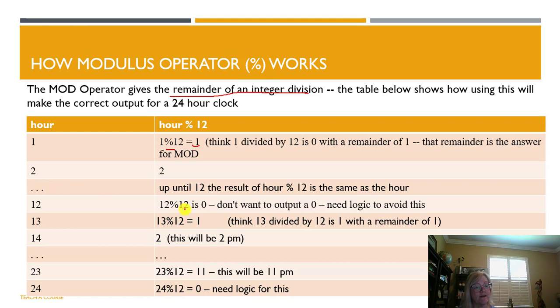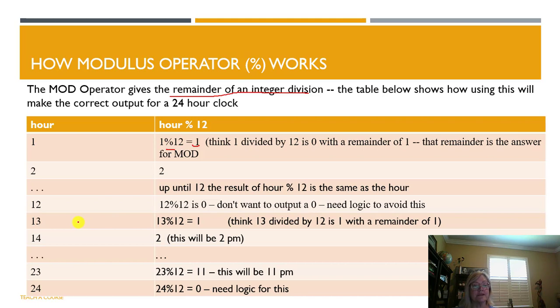When you get to 12, 12 mod 12 is 0, and that's not what we want to output. Why is 12 mod 12 0? Well, 12 divided by 12 is 1 with a remainder of 0, and that's this. So it looks like when I have a 12 for hour, I'll need some logic to avoid outputting 0.